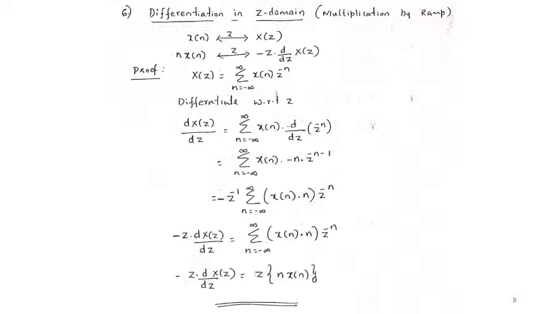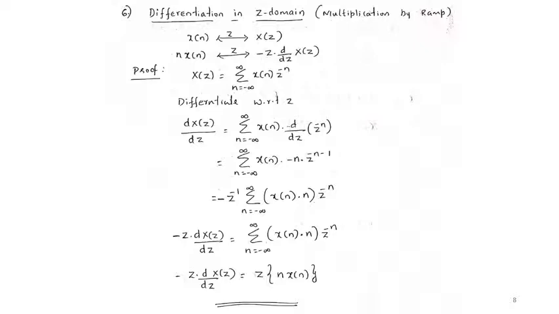So define it: if x of n has Z transform x of z, then n into x of n has Z transform minus z d by dz x of z. So on the left hand side you have multiplication by a ramp signal, and on the right hand side you have differentiation in the Z domain. I'll use the definition of Z transform, that is, x of z is the summation over n from minus infinity to plus infinity x of n into z to the power minus n. Differentiate with respect to z.